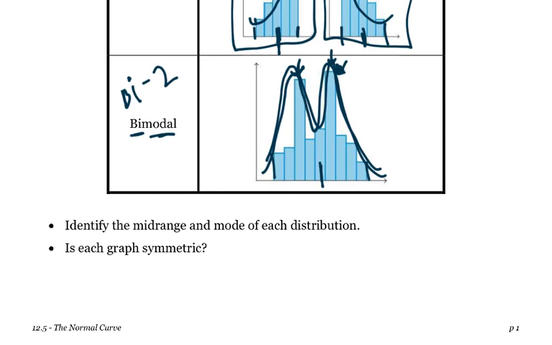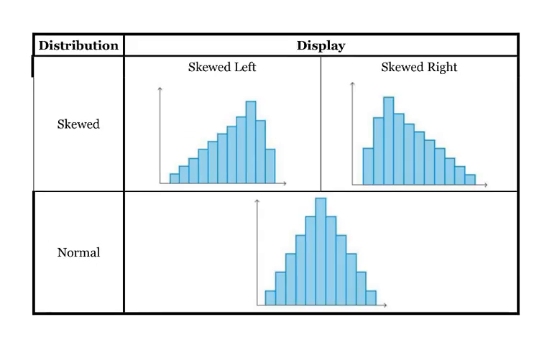So just be aware that oftentimes if you have a bimodal distribution, it's an indication that the populations are very different, but they're all included in the same data. Next, we're going to look at distributions that are skewed to the right and skewed to the left.